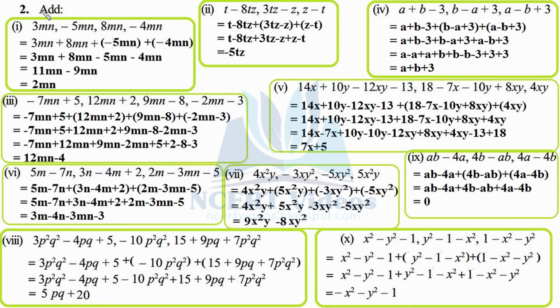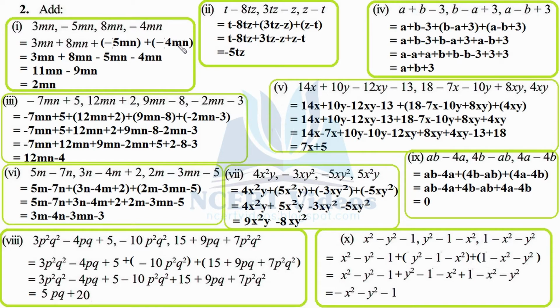Writing this, add, therefore plus sign came. We are taking this because we don't see any negative. We are going to separate plus from negative just to ease our calculation. Therefore we are writing it first. Then plus sign and in bracket minus 5mn. Again plus sign because we are adding. Therefore we will use this plus sign in every expression.